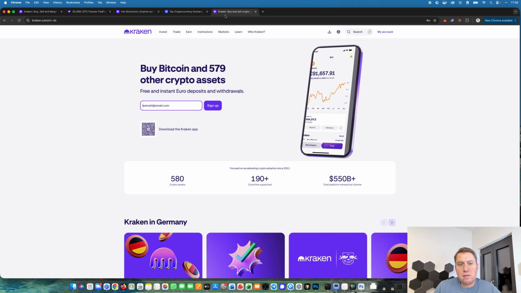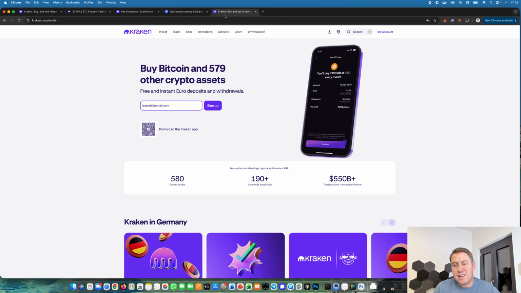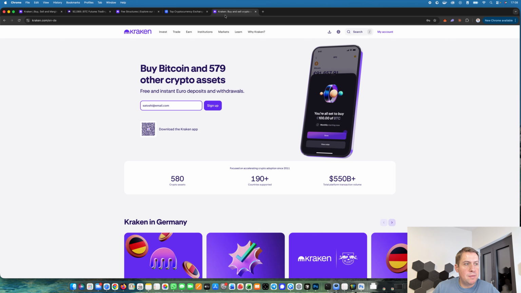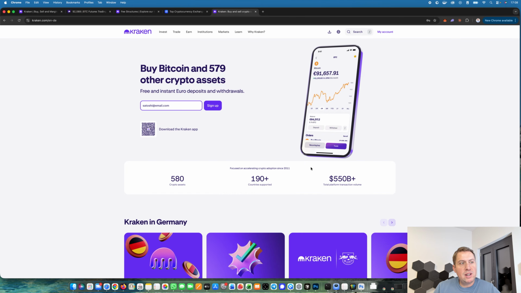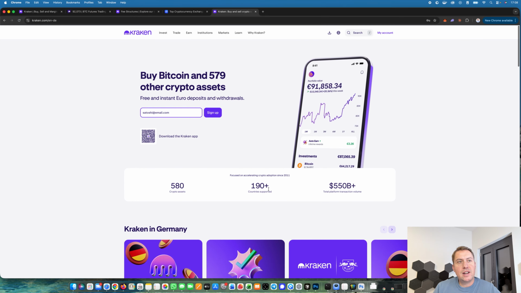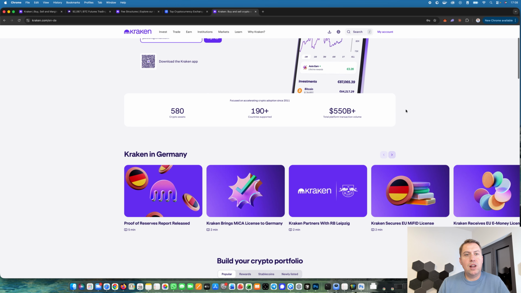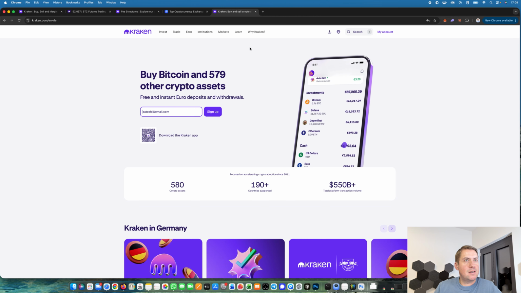So Kraken is one of the biggest cryptocurrency exchanges in the world, and it's also the oldest I know of. They have been around since 2011, so they are basically older than Coinbase, for example. As you can see, you can trade almost 600 cryptocurrencies there. And they're in a lot of countries. They themselves claim they're in over 190 countries. And for me, for example, I'm in Germany, and so they're also present in Germany as well.